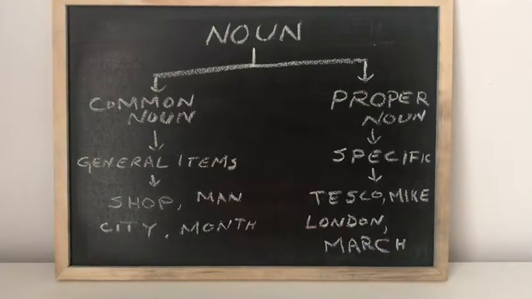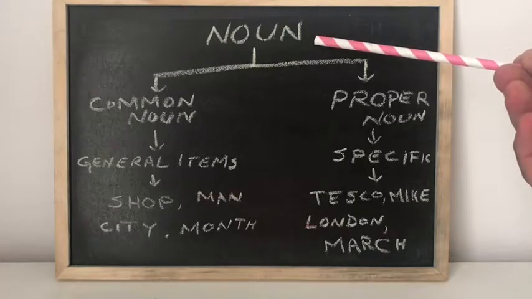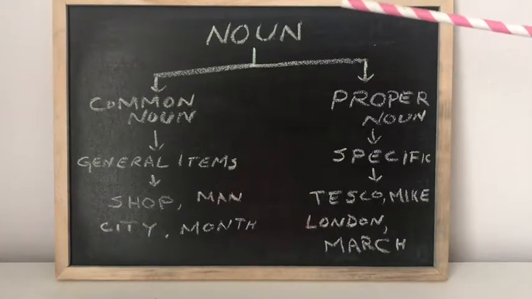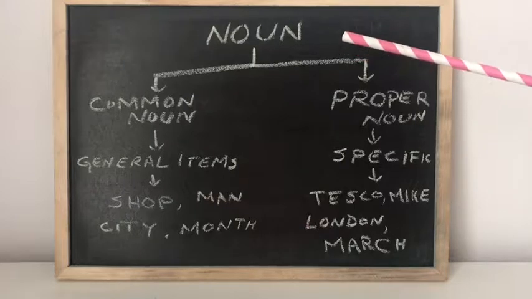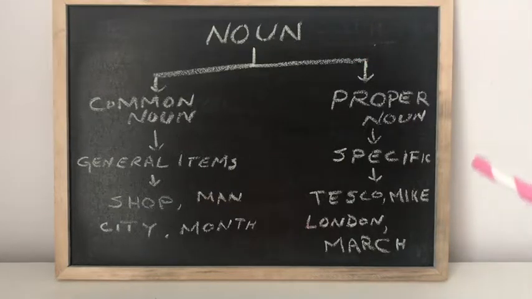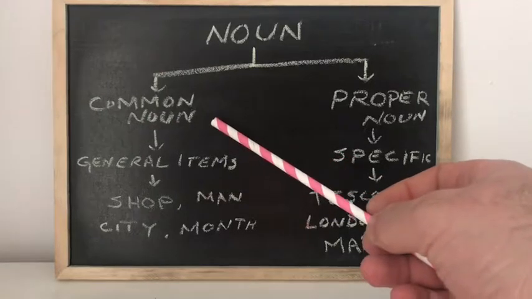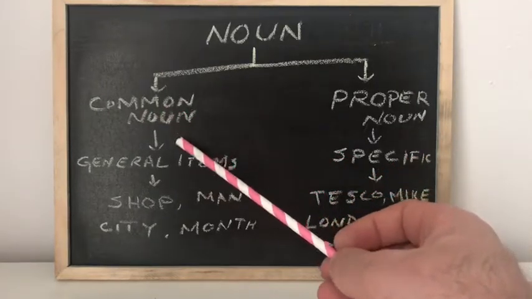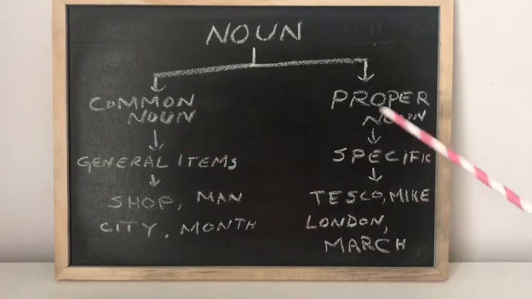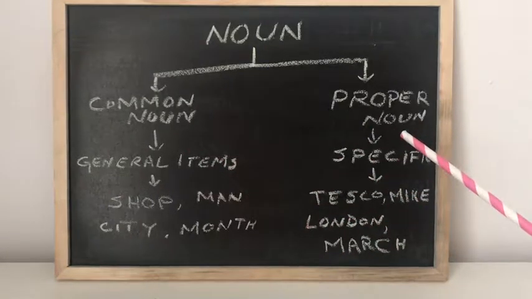Let's look at the first part of speech. Noun. Noun is a part of speech that names a person, place, thing, idea, action, or quality. All nouns can be classified into 2 groups of nouns. The first one is common noun and the second one is proper noun.